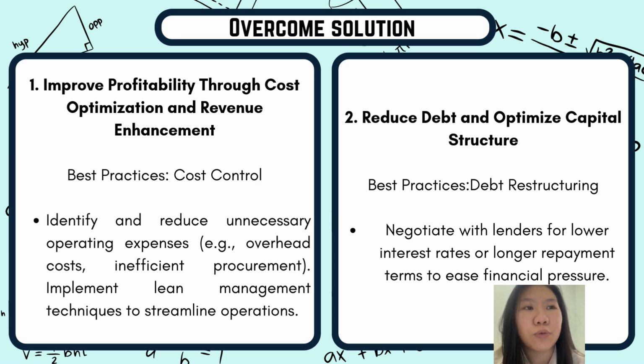And the second solution is that we can implement measures to reduce debts and optimize capital structure. The best practice is debt restructuring, where we can negotiate with lenders for lower interest rates or longer repayment terms to ease the financial pressure.